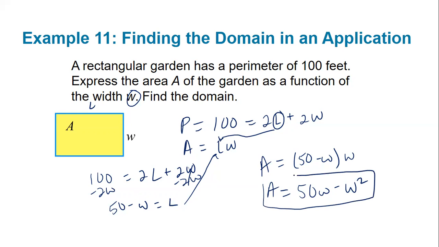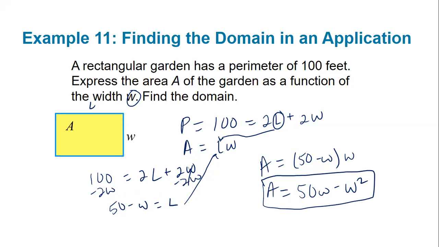So for a rectangle with a perimeter of 100, as long as I know the width, I can find the area. Does that make sense? That's what it says in terms as a function of something. That means if I know that piece of information, I can do what I have to do with the problem, okay? Now, real world.